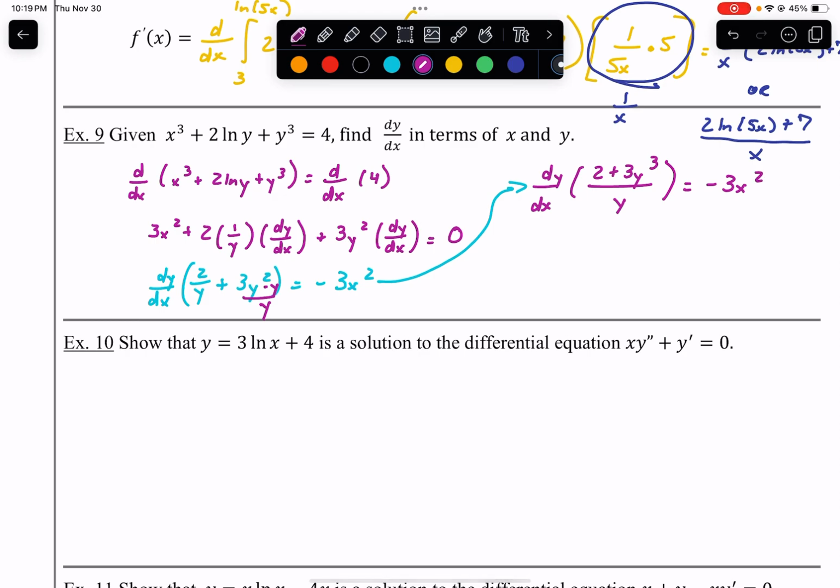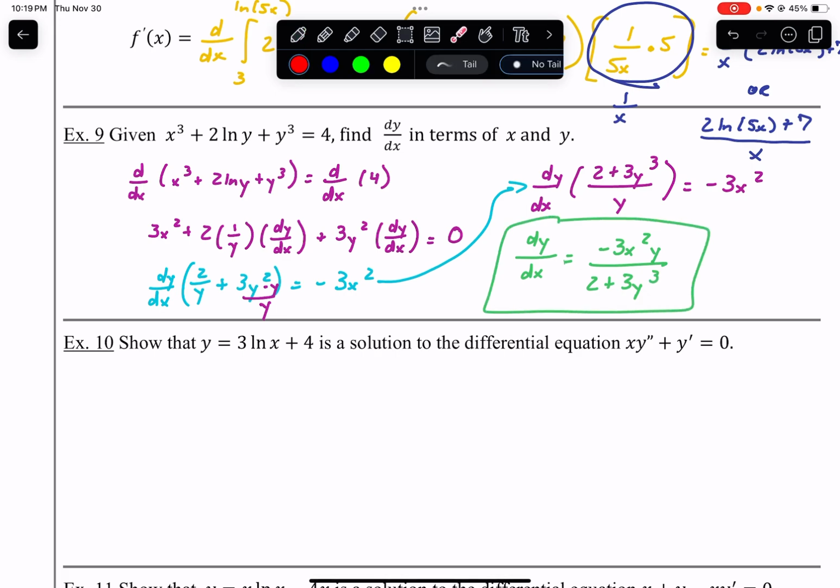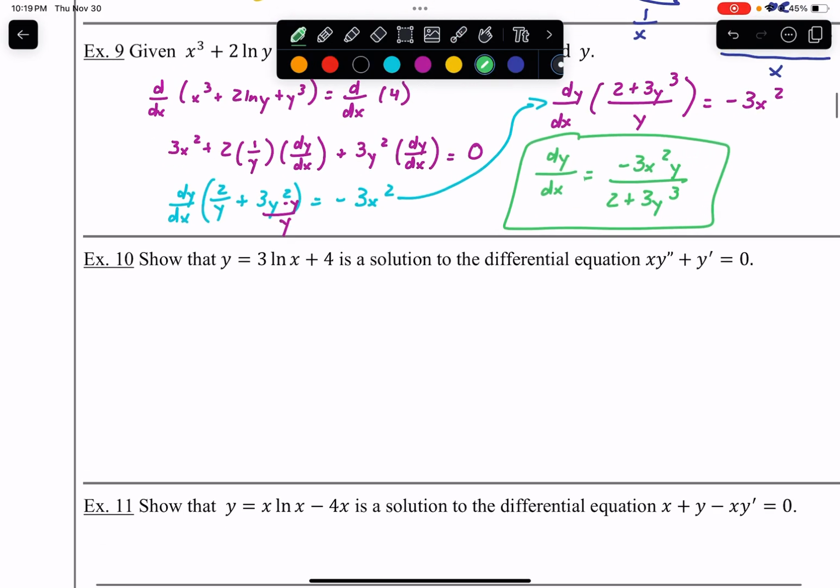And now to solve for dy/dx, all I need to do is multiply by the reciprocal. So now you get negative 3x squared y over 2 plus 3y cubed. So that is your derivative. dy/dx is all alone. You're going to be tempted to try to reduce things, but remember that addition sign kind of throws me off with that. So there's nothing that can be reduced, and there's nothing that can be factored out. So that is my final answer.